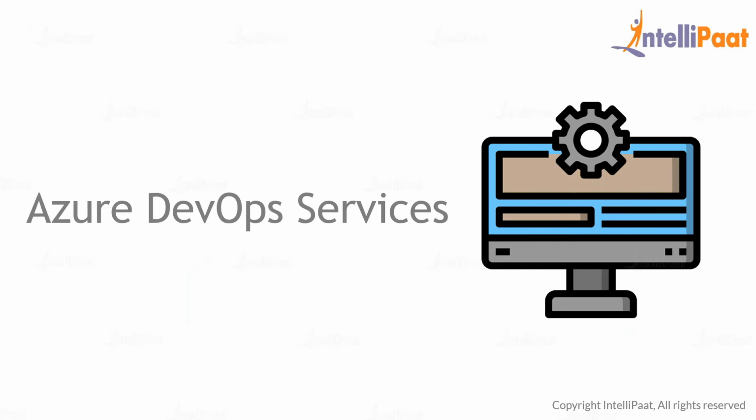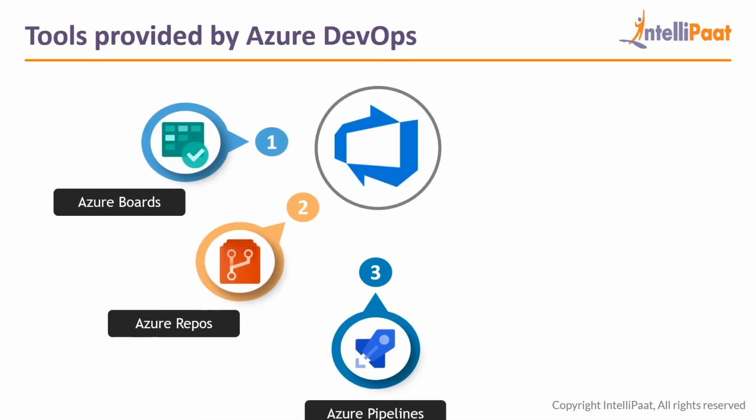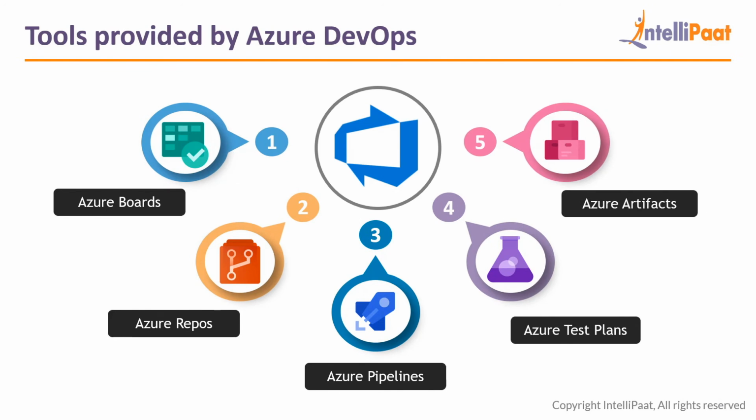Now let's look at the Azure DevOps services. What are the services Azure DevOps provides? So first, Azure Boards, and then Azure Repos, Azure Pipelines, Azure Test Plans, and finally Azure Artifacts. So let's look at these services individually. These are the 5 services which Azure DevOps provides. There is also one more, which is the dashboard, but it's not considered as a service because these are the 5 tools which are used to create a CI/CD pipeline. The dashboard is for monitoring.